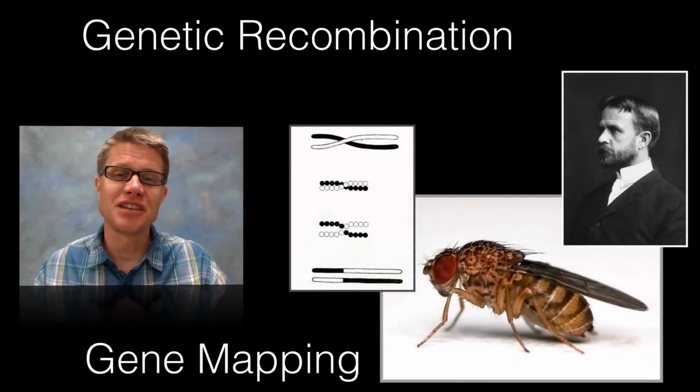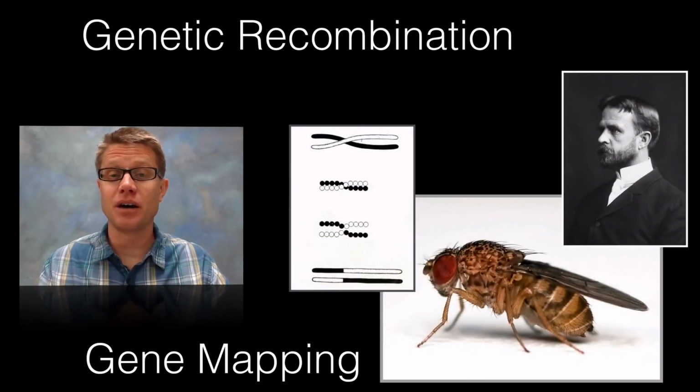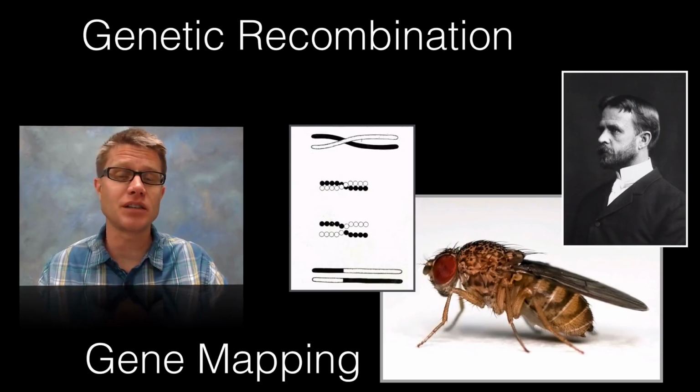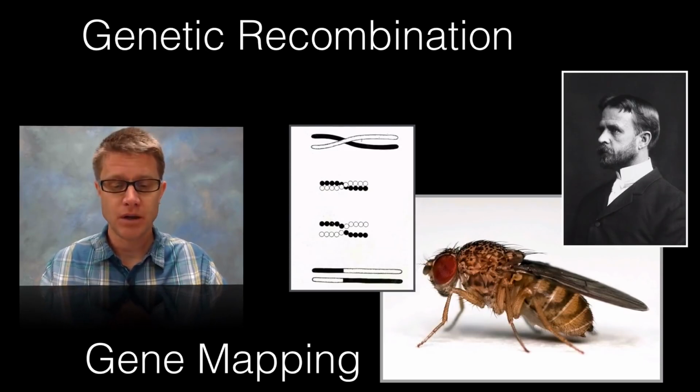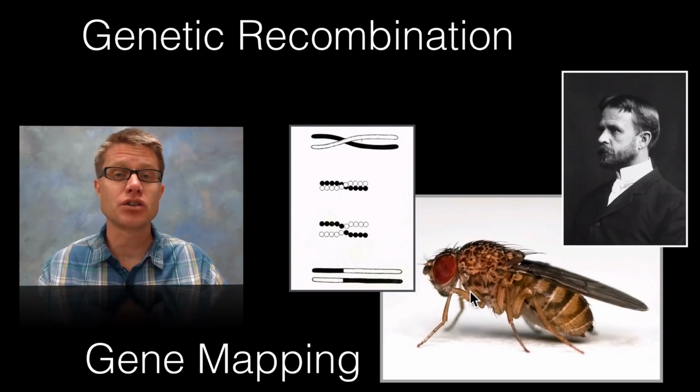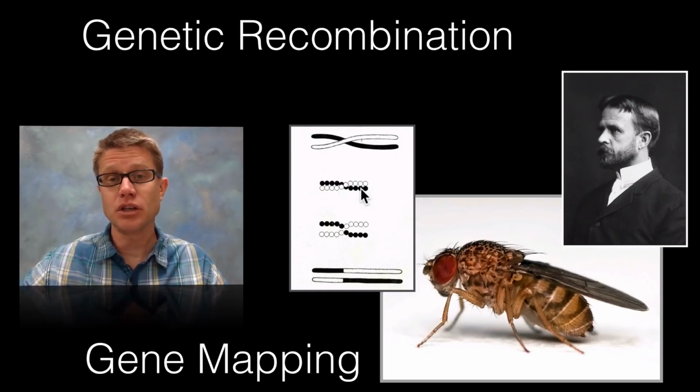Hi, it's Mr. Andersen, and in this video I'm going to talk about genetic recombination and gene mapping, and it centers on the work of Thomas Hunt Morgan, who used fruit flies to show that genes don't just travel by themselves. They actually travel on chromosomes, and as those chromosomes undergo what's called crossing over, genes from one chromosome are going to swap position with genes from another chromosome.